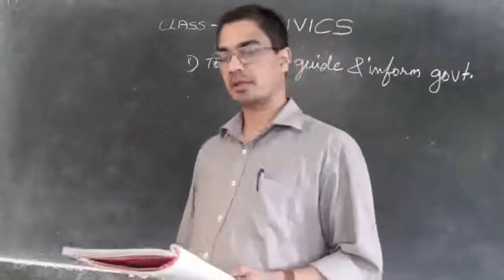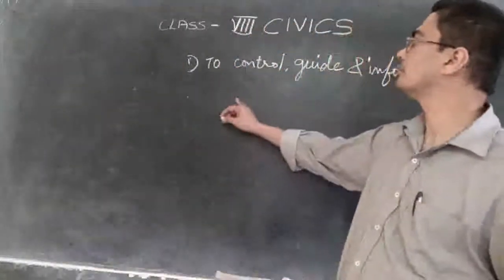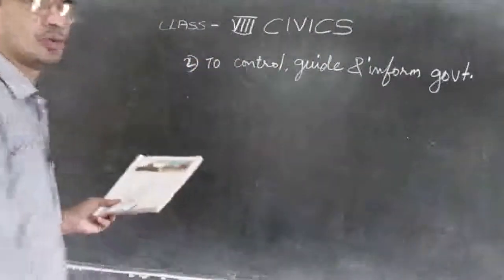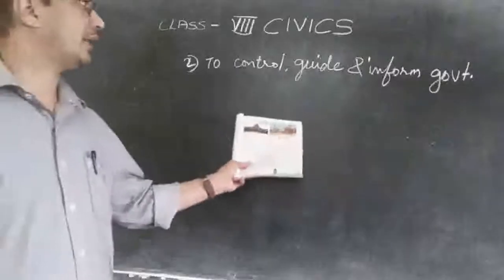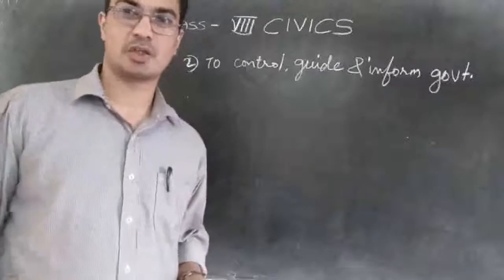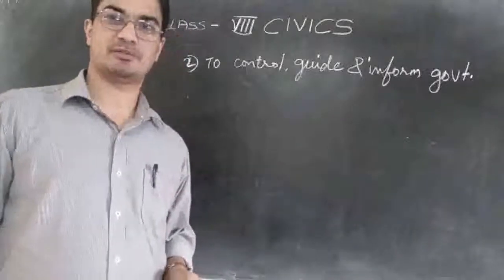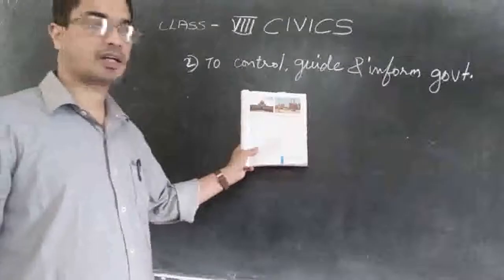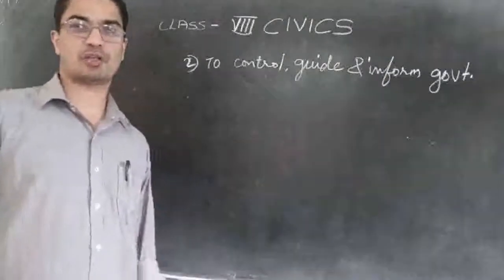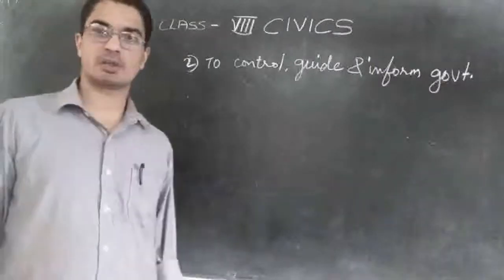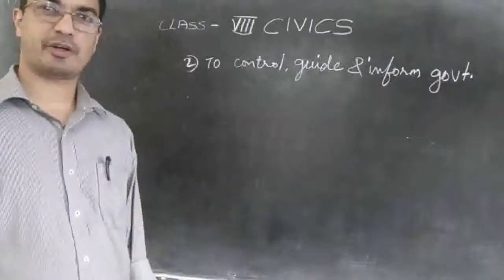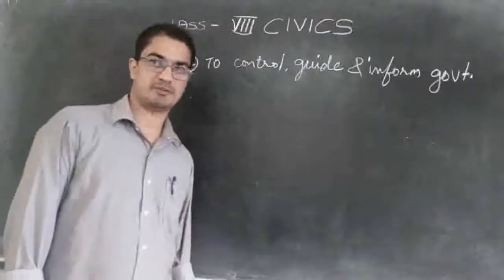Now the second function of the Parliament is to control, to guide and to inform the government. That is another function of the Parliament. From the name itself we can understand: control, guide and inform. So we may wonder, how will the Parliament control the government? How will the Parliament guide the government or inform the government? So let us see that.